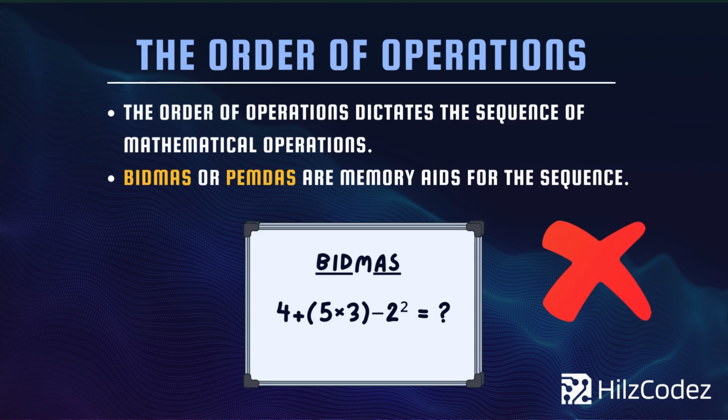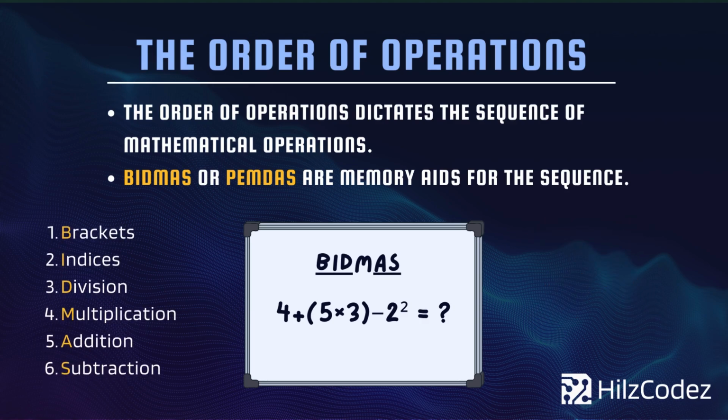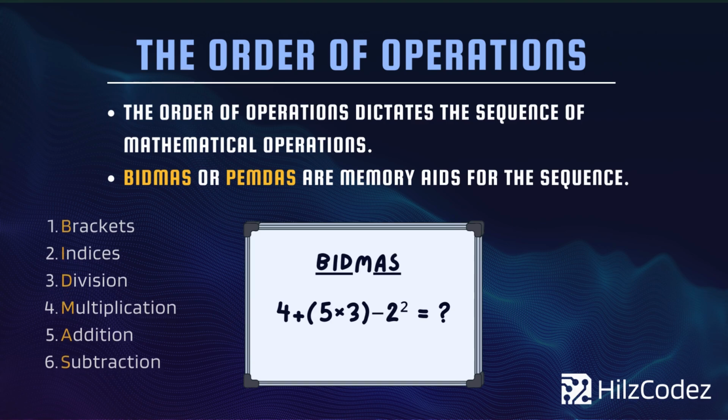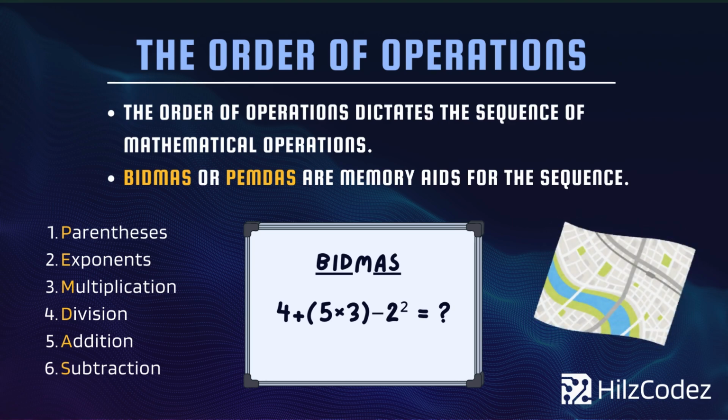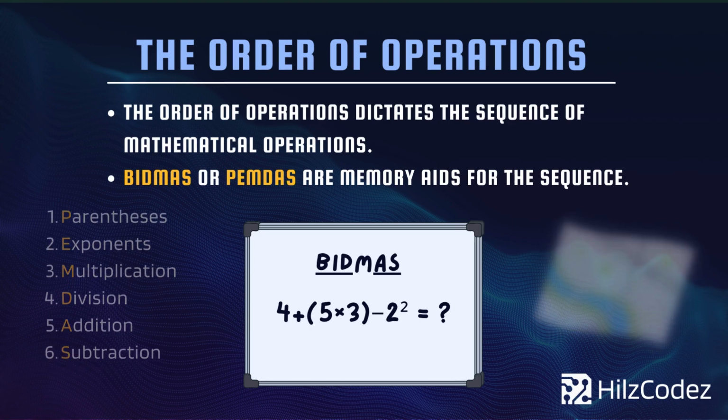That's where acronyms like BIDMAS or PEMDAS come in to help us remember this order. BIDMAS stands for brackets, indices, division and multiplication, addition and subtraction. PEMDAS, on the other hand, stands for parentheses, exponents, multiplication and division, addition and subtraction. These acronyms aren't just random letters, they are roadmaps for tackling mathematical problems step by step.